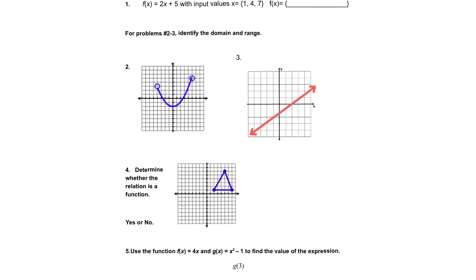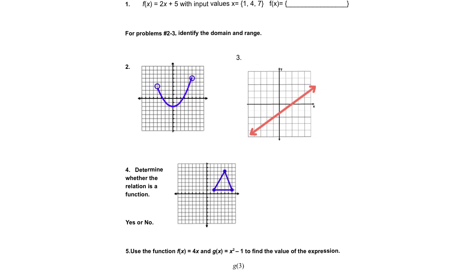All right, this is your domain and range reteach. I'm going to start with number 1. Number 1 states f of x equals 2x plus 5. That's your function. Then we're given the input values of 1, 4, and 7.